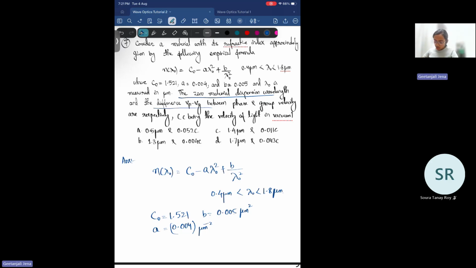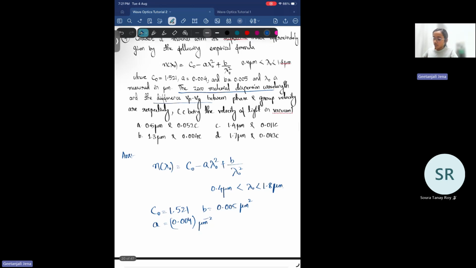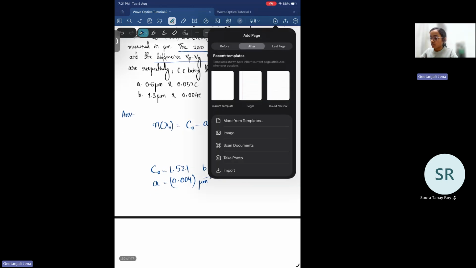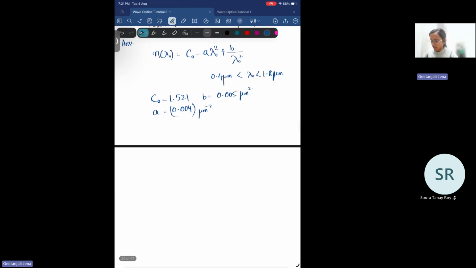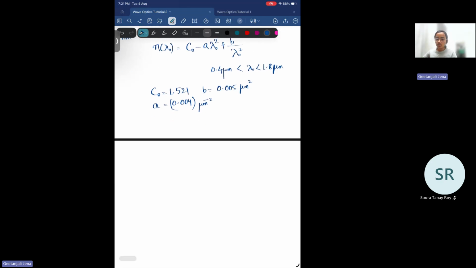Okay, so let me go through it one by one. First is to find out the zero material dispersion wavelength. If you recall the lecture, material dispersion happens because the different wavelength components travel with different group velocity. And why is that? It is because the refractive index depends on the wavelength.